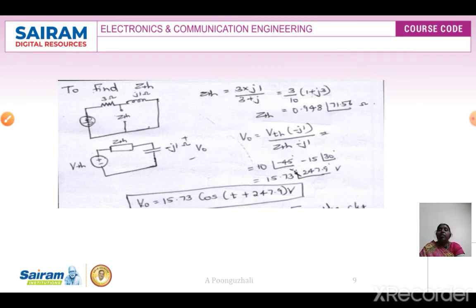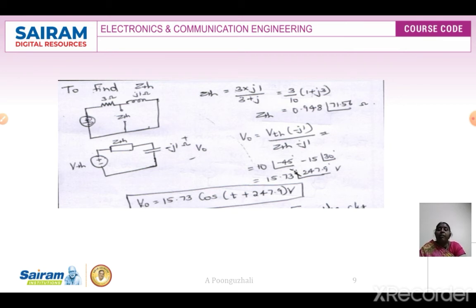Next is to find out your ZTH, where the voltage sources are short circuited. So here we have the voltage sources short circuited. That means 3 and j1 are going to be in parallel. Find out the equivalent impedance, 3 into j1 divided by 3 plus j. So that is equivalent to ZTH is equal to 0.948 phase angle 71.56 ohms.